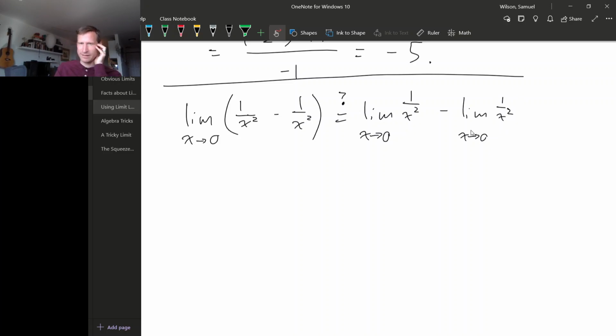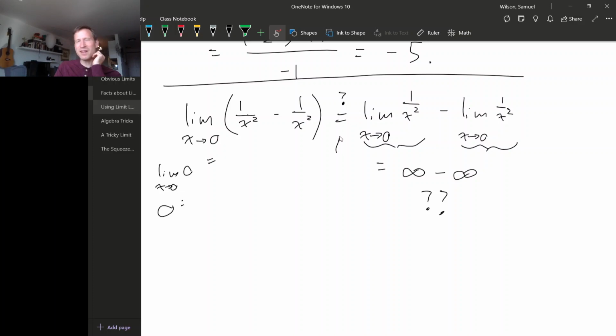Right, this limit here, that's infinity, and this limit here, that's also infinity. So what's infinity minus infinity? Well, infinity minus infinity is undefined. That doesn't really mean anything. But over here, 1 over x squared minus 1 over x squared, that's 0. And the limit of 0 is 0. So if we let ourselves use the limit laws when the individual limits are infinity, we get nonsense. We should have gotten 0, but in fact we got nonsense.